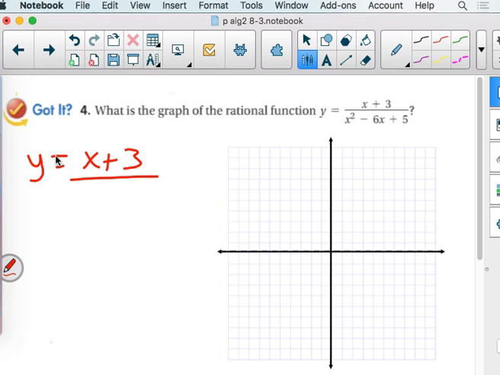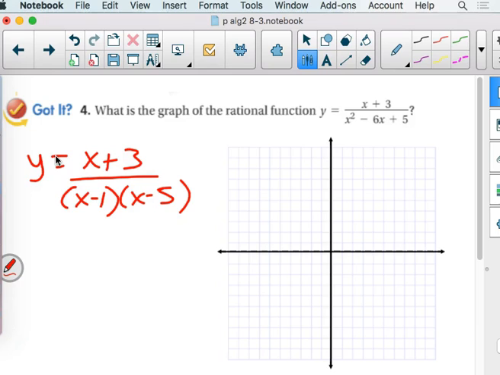Well, that did it. Okay, so what do you have for the bottom? Two numbers that multiply to 5 and add to -6. -1, -5. There we go. So give me something you know about this graph.